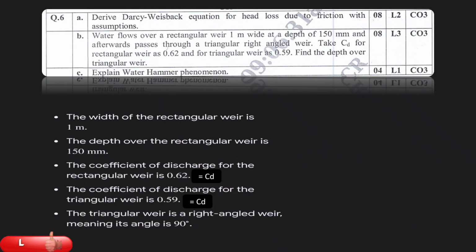Next question number 6b. The given data for this question is the width of the rectangular weir is 1 meter and the depth over rectangular weir is 150 mm. The coefficient CD is given as 0.62 for rectangular weir and CD for triangular weir is 0.59.